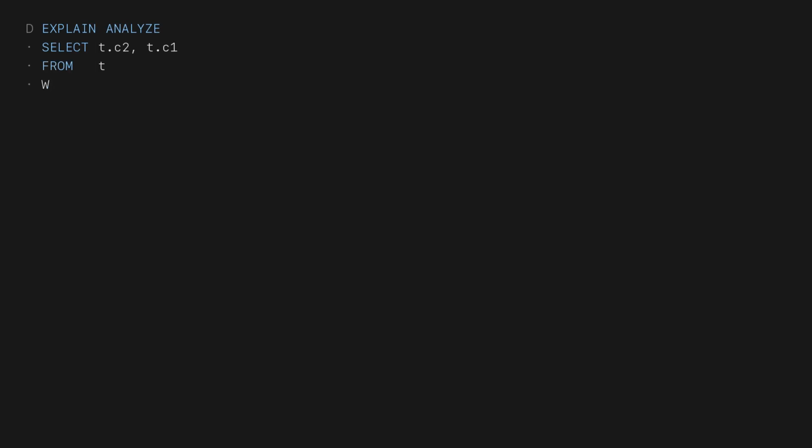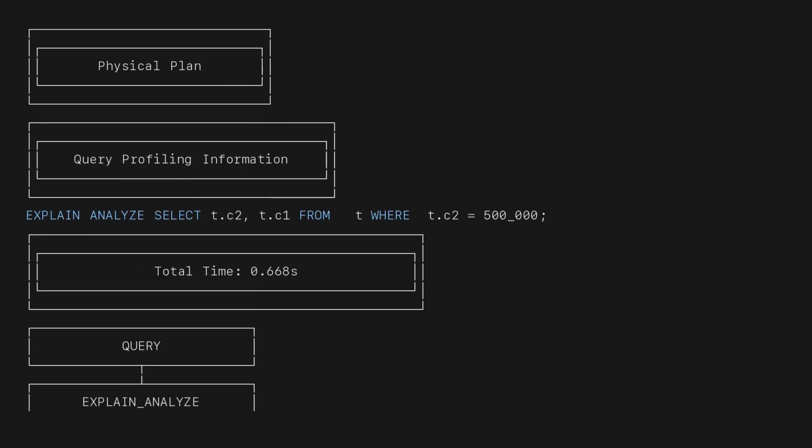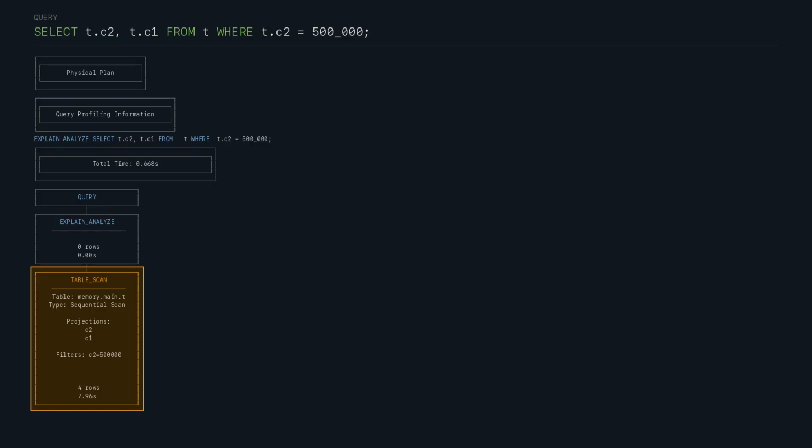Same query shape. Now filter on C2, the randomly ordered column. Same plan shape, same table scan operator, same filter. 4 rows returned. But look at the per operator time, nearly 8 seconds of worker thread time. Wall clock total was about 2/3 of a second. DuckDB parallelized across cores, so wall time is less than the sum, but every row was still read.